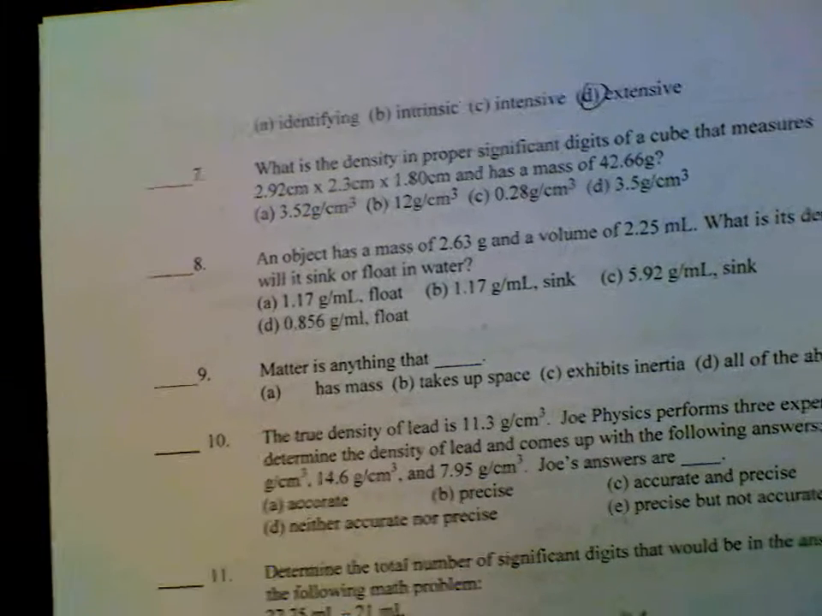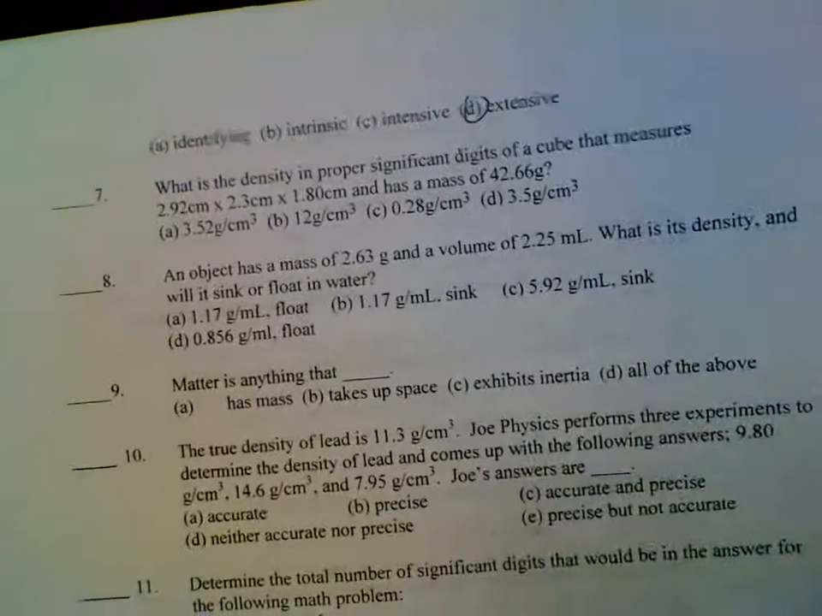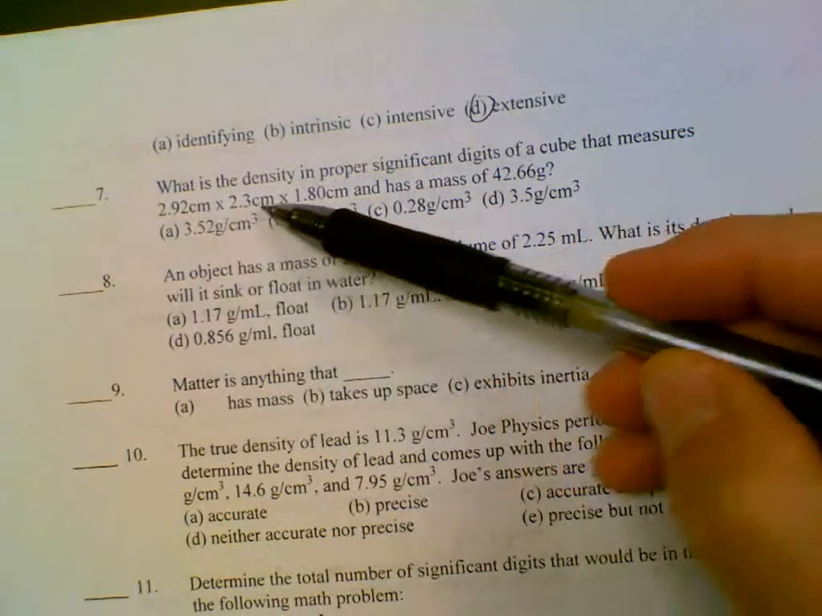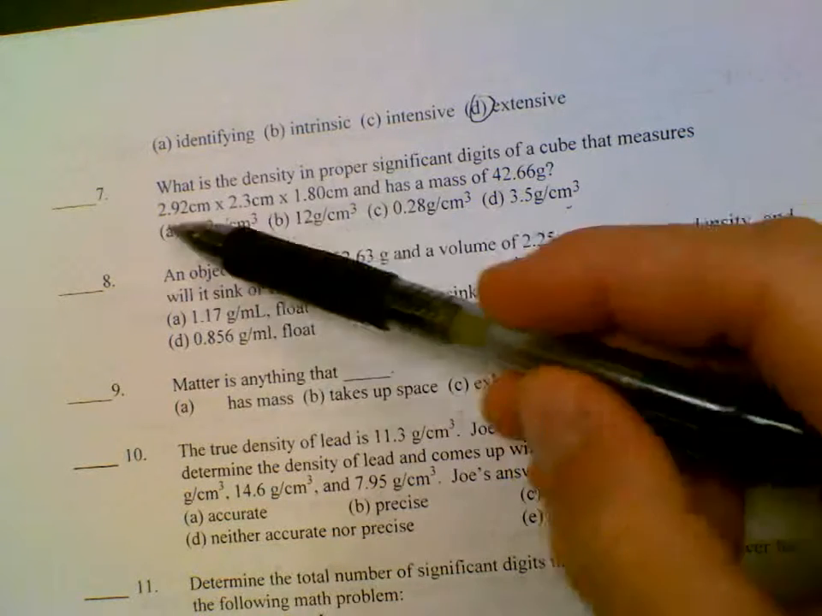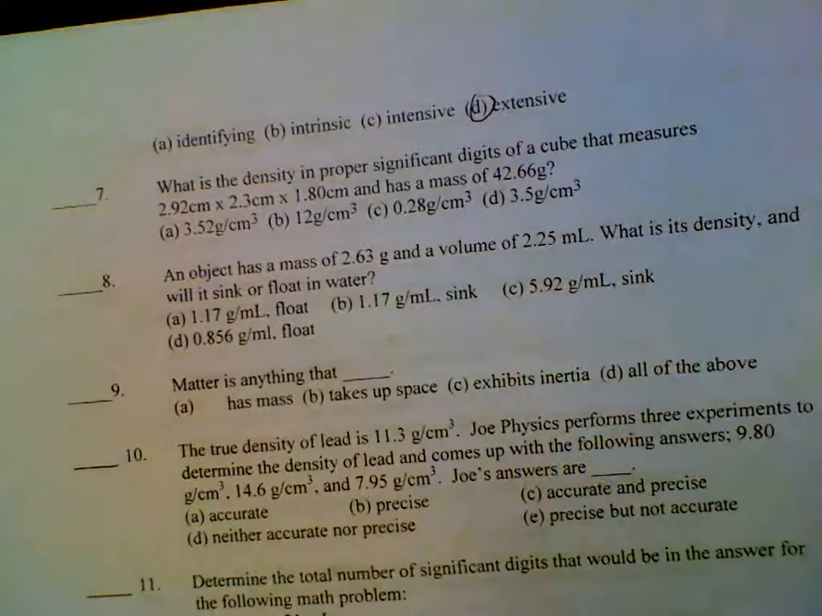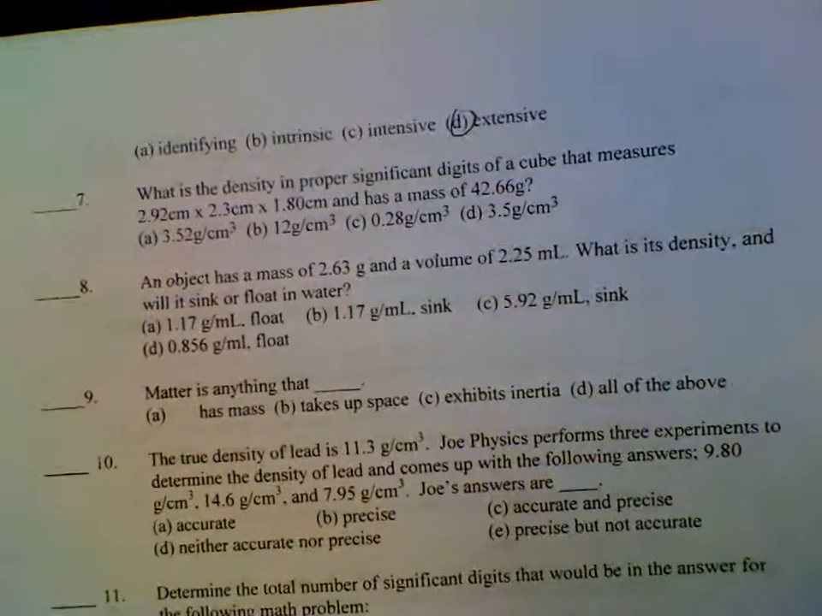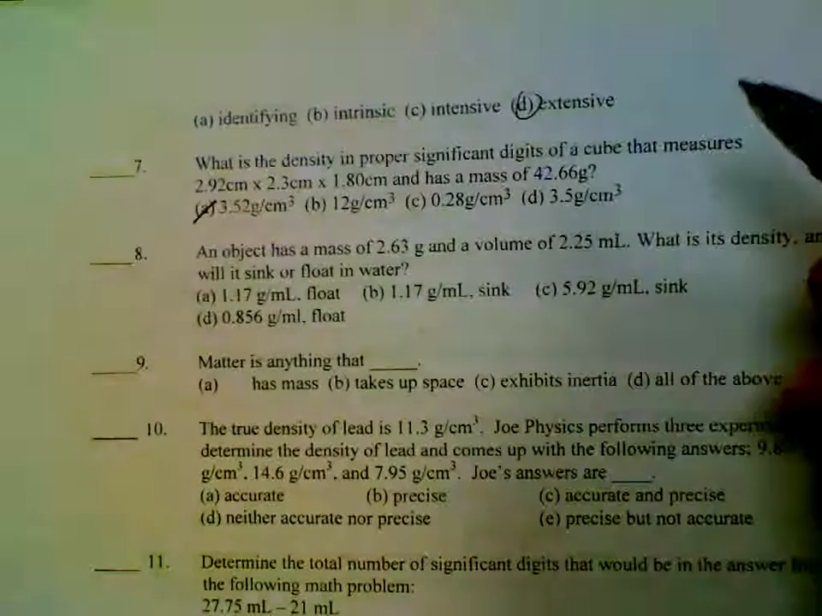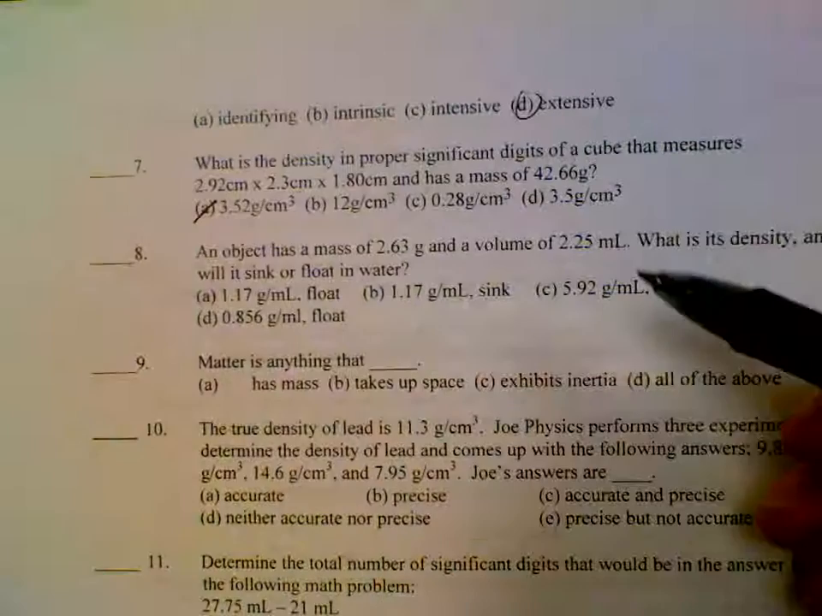Problem number 7. What is the density in proper sig digs of the cube that measures these dimensions? This number has 3, this has 2, this has 3, so that means that our volume is going to end up having 2 sig figs, and our mass has 4 sig figs. So we know for sure that choice A is going to be gone, because that has 3 significant figures.